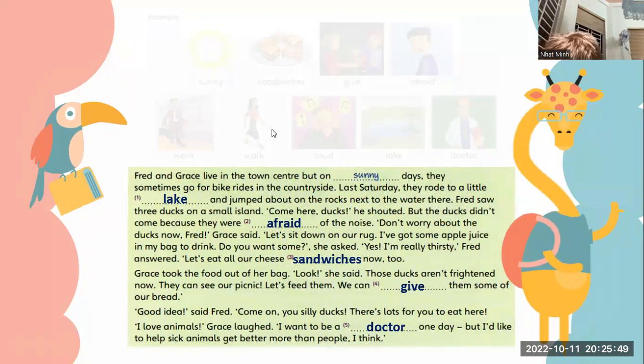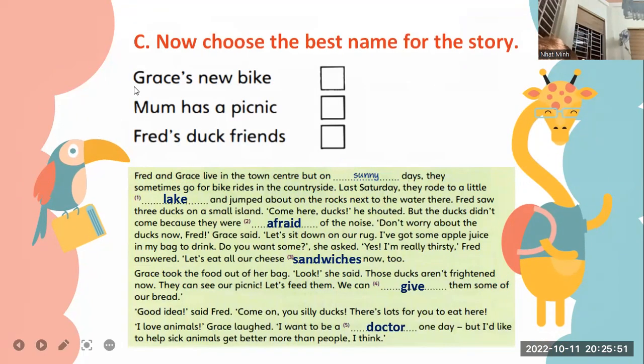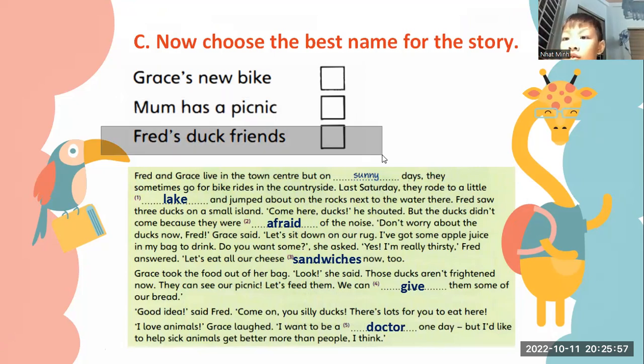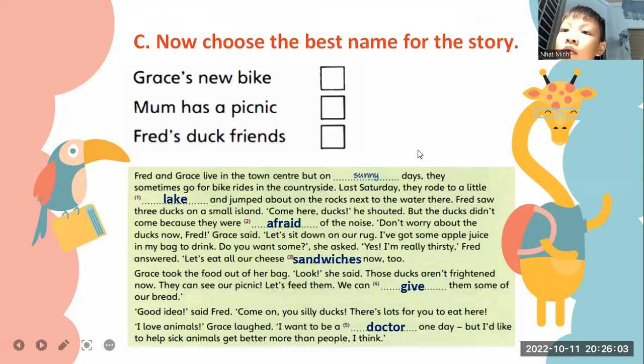So now, let's proceed with the next slide. I want you to choose the best name for the story. Is it Grace's New Bike, Mom Has a Picnic, or Fred's Duck Friends? What's your answer? Mom Has a Picnic. Okay, that is Fred's Duck Friends.